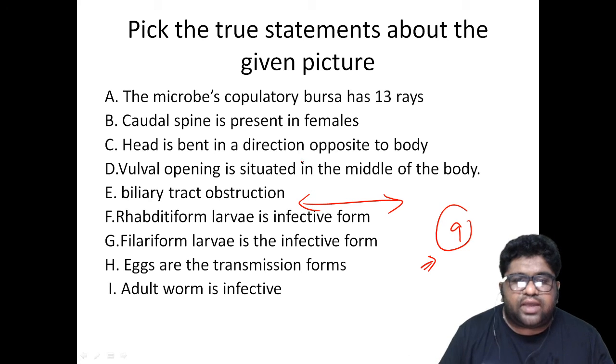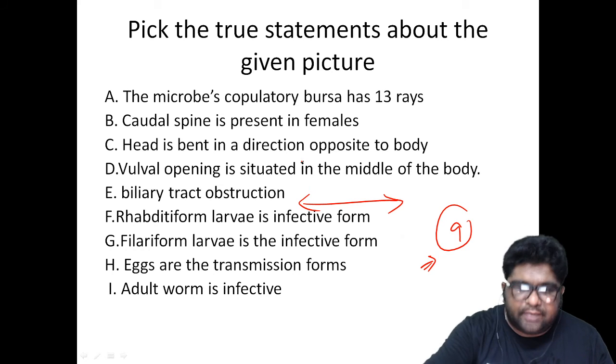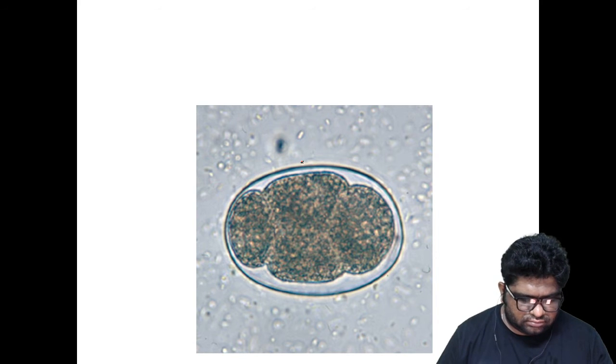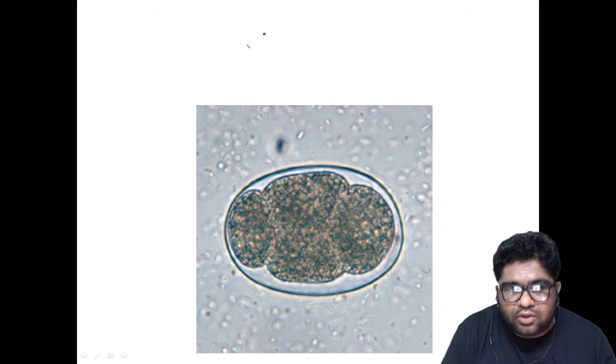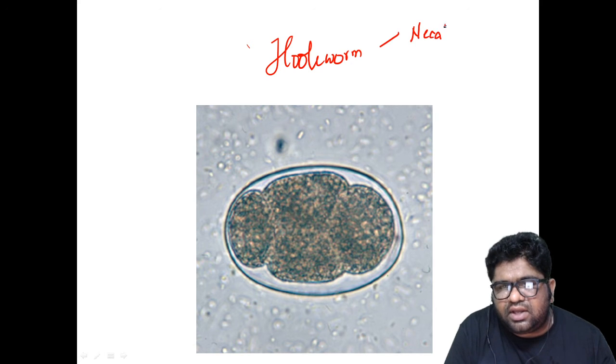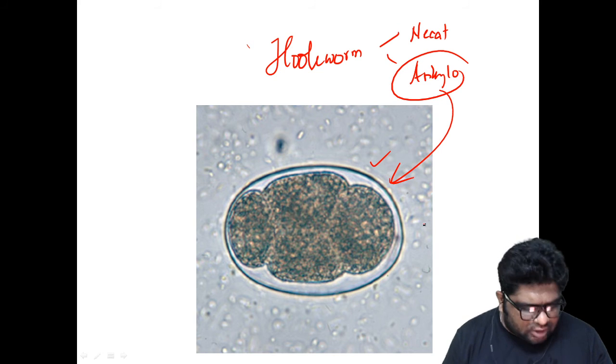Fine. Now, can any of you tell me which organism we were looking at? The egg belongs to which organism? Okay, I'll tell you. The egg belongs to hookworm. Most possibly, it can either be Necator americanus or it can be Ankylostoma duodenale. But the picture I show you is belonging to the egg of Ankylostoma duodenale.